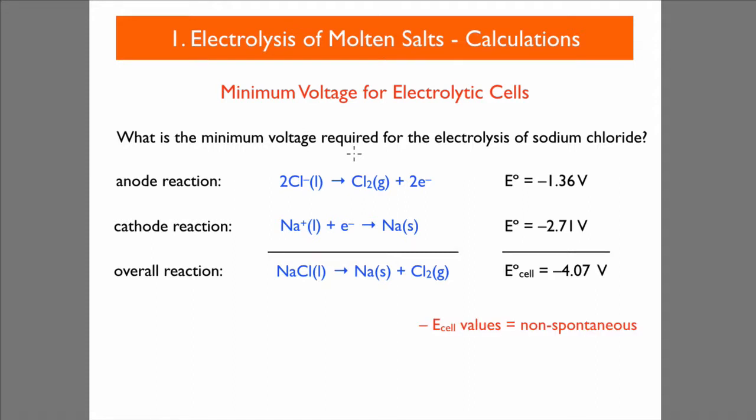And we have this cell potential. We can see it's negative, so we know it's non-spontaneous. The voltage required for it to occur would be 4.07 volts. So if we had a battery in there, we would need a potential difference of 4.07 V for this reaction to occur.